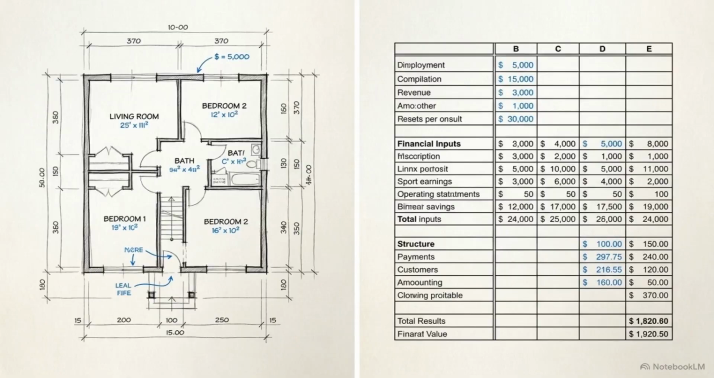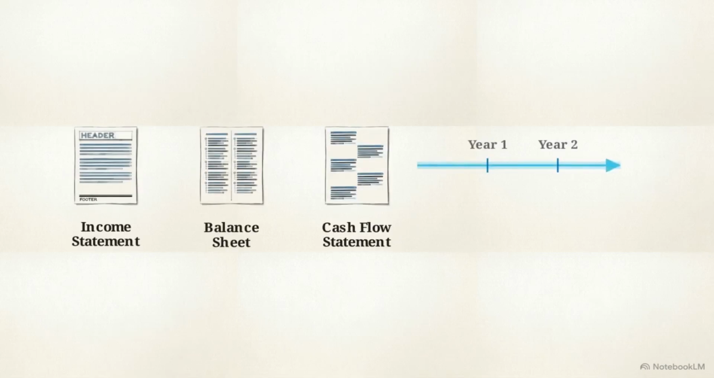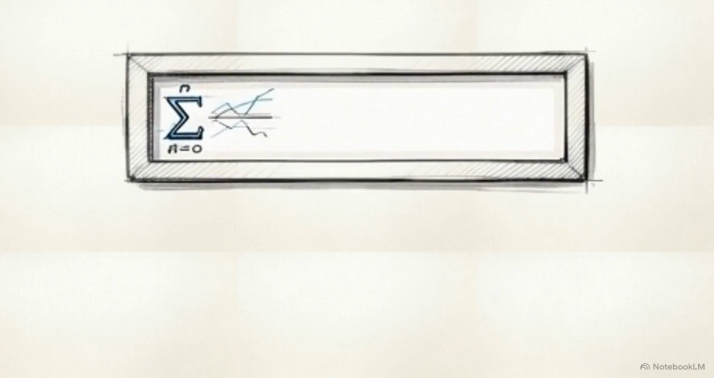Once the drivers are locked, the physical build phase begins. This is where the core engine projects the income statement, balance sheet, and cash flow statement into the future. Institutional standards require strict color coding. Blue font is used exclusively for inputs, while black font signifies formulas or links.